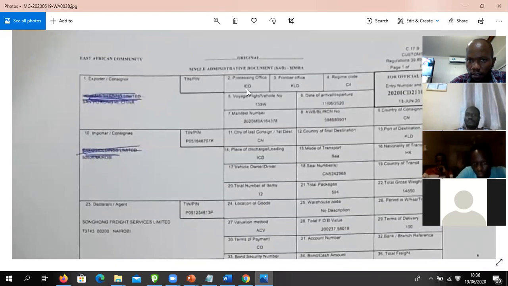You are seeing it here. Internal container depot, ICD. Frontier office, where that consignment arrived at. It arrived at the port of Mombasa, then was moved to ICD. So all that information is there.